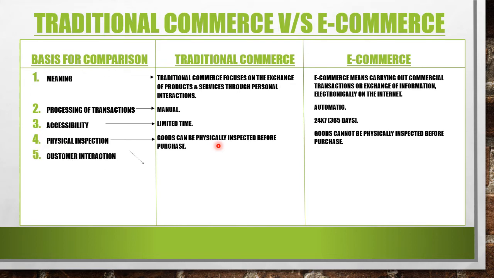Next point is customer interaction. Customer interaction means, from this meaning itself you can understand what is going to happen in traditional commerce and in e-commerce. In traditional commerce, you have face-to-face interaction, right? The customer will be there and the seller will be there, so both can interact with each other. But in case of e-commerce, only screen-to-face interaction is there.